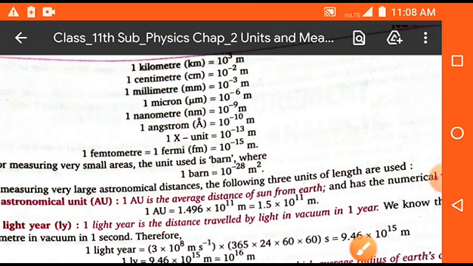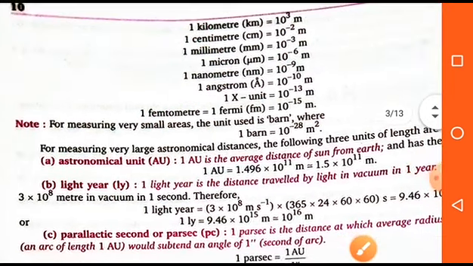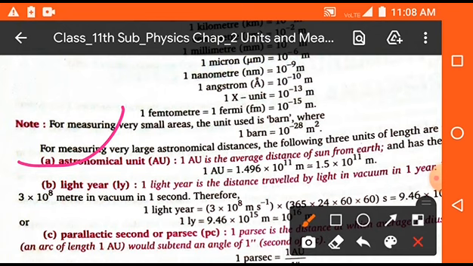Clear? Okay, students. Now, astronomical units.